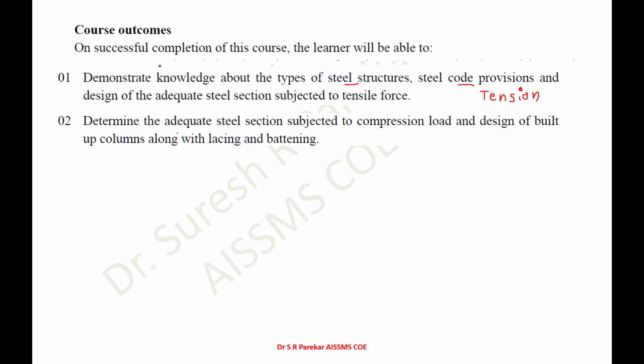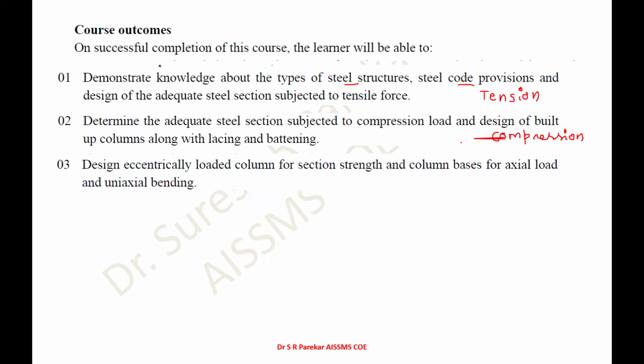Second, determine the adequate steel section. Again, we are going to design for compression load. We are designing compression sections, as well as columns, and columns we know are always compression members, and lacing and battening we are going to provide. These two are bracings. One is known as lacing, another is known as battening. So in unit number 1 we are with tension members, and in unit number 2 we are with compression members.